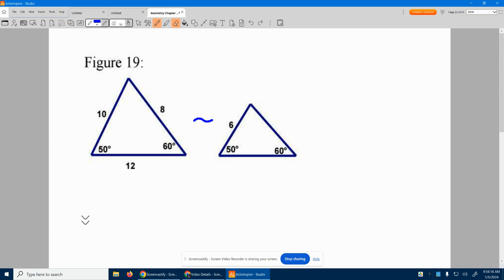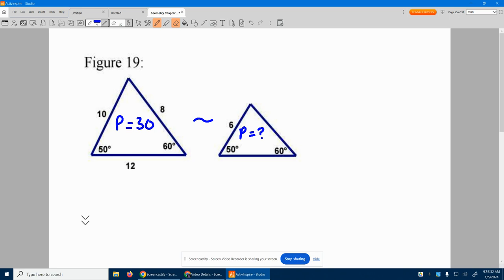So, first, what's the perimeter of this guy? His perimeter is 10 plus 12 plus 8. His perimeter is 30. Okay, great. I don't know the perimeter here. That's what the question is actually asking me for figure 19. So, we have to figure that out.